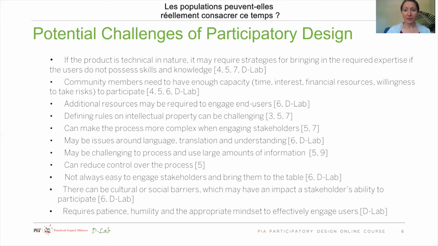Can people actually give up that time? Can they leave their farm during harvest season if that's needed? Or can they leave their children if they need to be taking care of their children? These are all constraints that participants might face in order to be able to participate in these processes. So we need to think about, do they have enough capacity to be able to participate effectively?